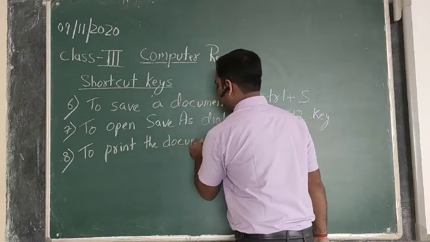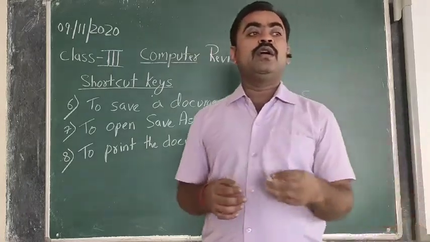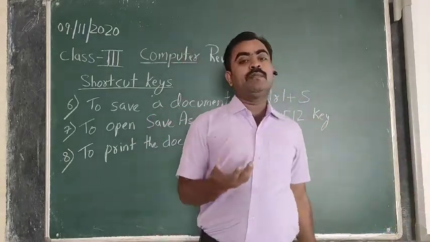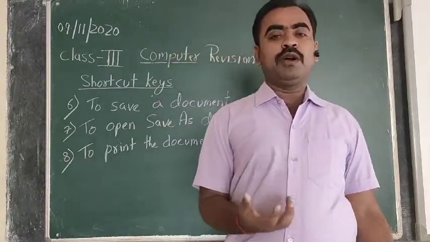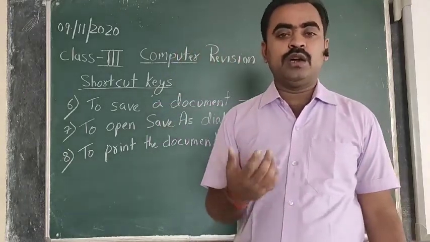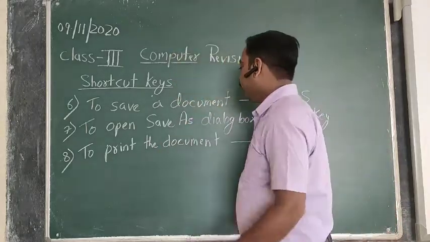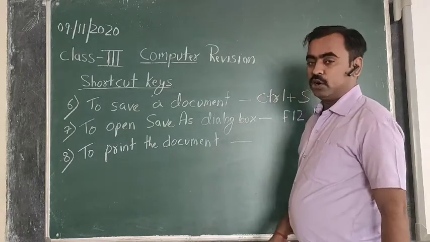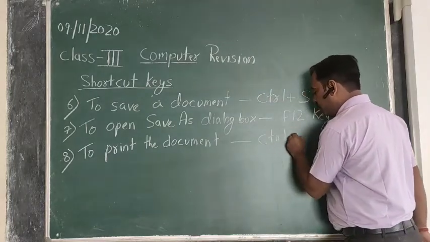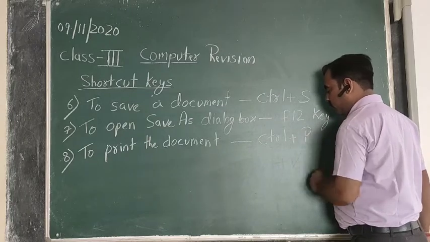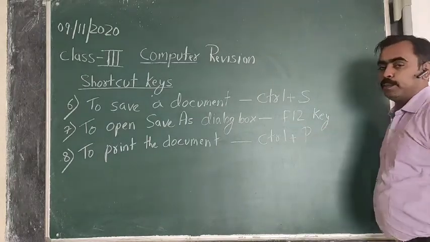Once you have saved the document, and along with that you want to take the printout, or you want the hard copy of that particular file. Okay, you want the printout or you want to print it on paper. So what you can do, you can print the document, and for this you have to use the shortcut Control plus P. You have to use the shortcut key Control plus P.